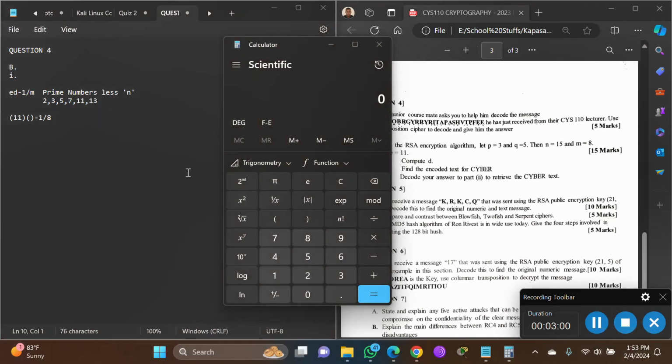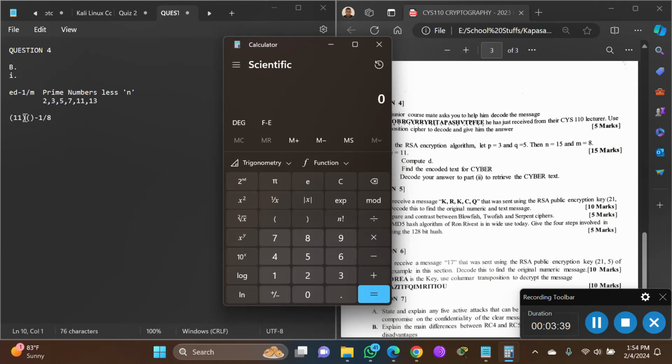Let's say we have 11. If we compute with 2 in place of D, it will be 11 times 2, which is 22. Then minus 1, which is 21. Then we need to divide it by 8. This is not a whole number, therefore our D is not 2. We go for 3 now.